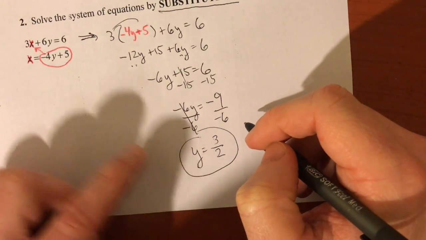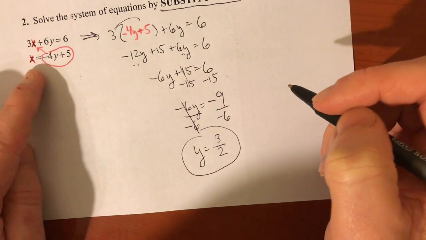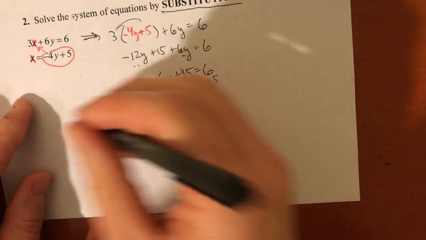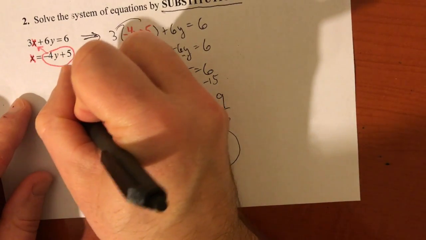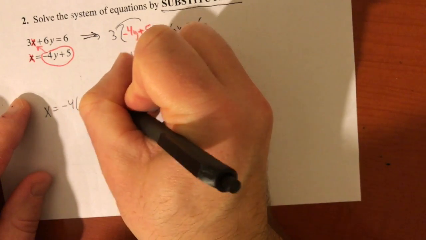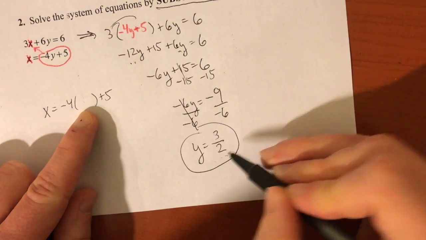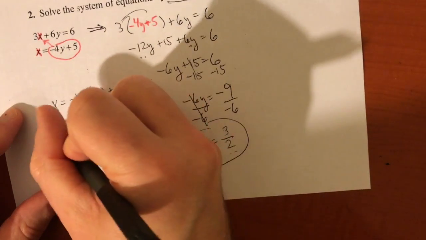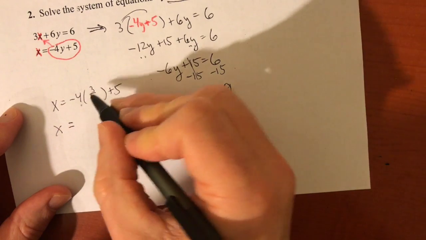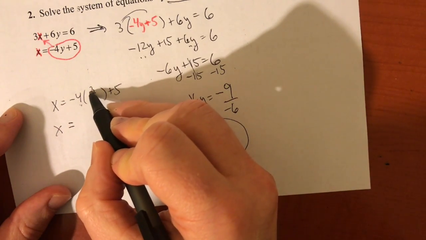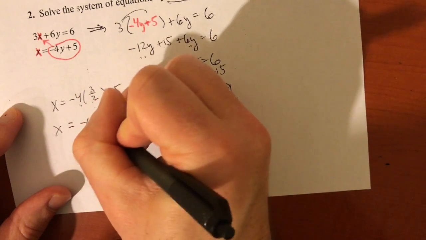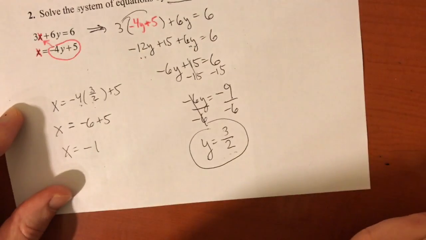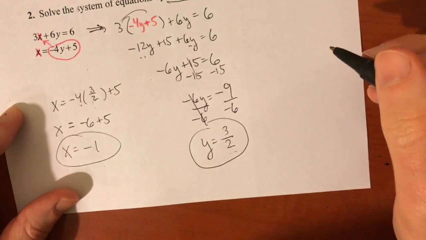So you plug it back into either equation, but the easiest one is the one where that variable was already isolated, this one. So if I go back here now, x is equal to negative 4 times y plus 5, and in place of y, I'm going to put the value I just found. 3 halves, distribute, solve. Negative 4 times 3 halves, right? Negative 4 times 3 is negative 12. Negative 12 divided by 2 is negative 6 plus 5. That's why I love fractions. Negative 6 plus 5 is negative 1. And there are your answers.